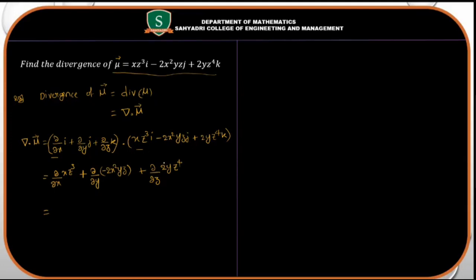Darshan, can you tell the answer? Del by del x of x y z cube... minus 2x squared z, plus 4z cube into 2y. So total how much? 8 y z cube, na? Okay. So this is the value of del dot mu.